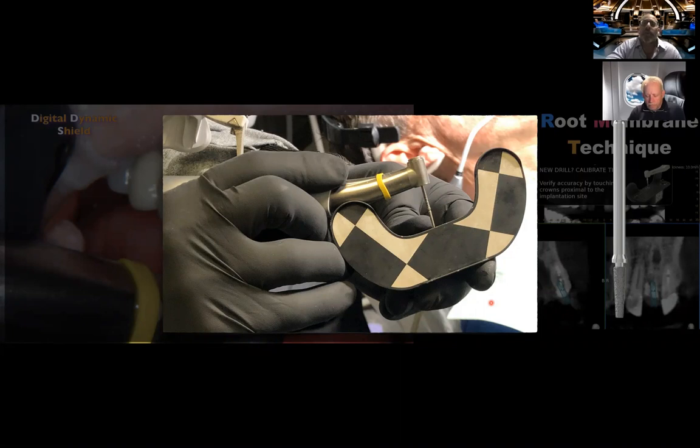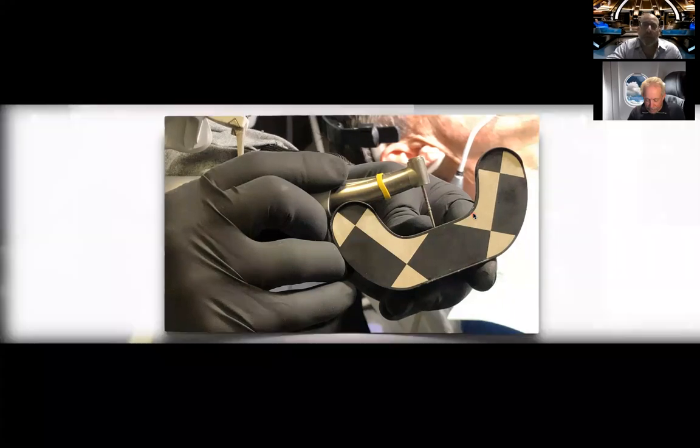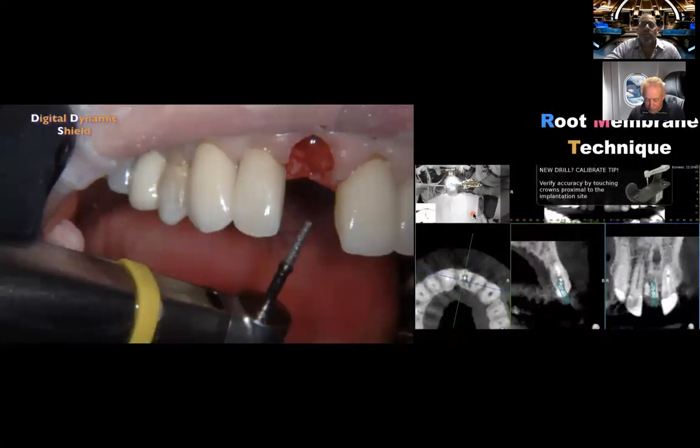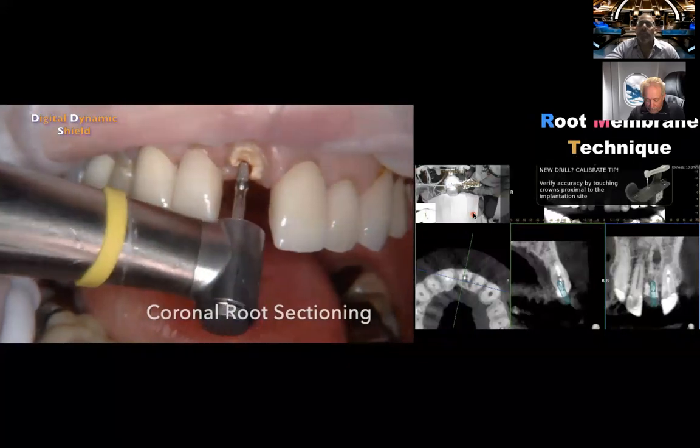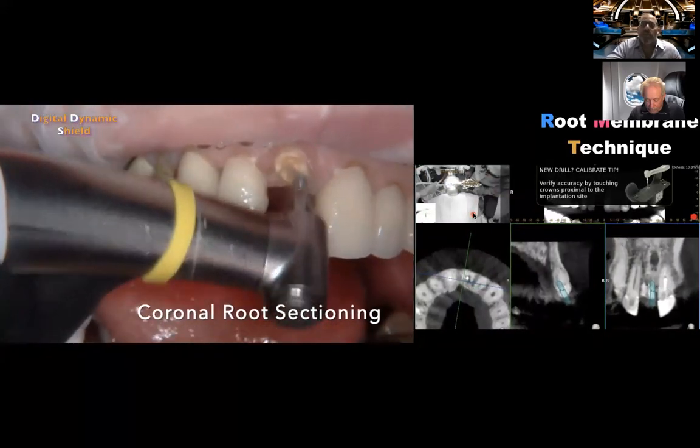So here we are holding up a calibrating tool with the drill, holding it steady, and this camera is sensing where we're at, and it's going to calibrate that measurement, so it's going to know where we are in real time. And you can see this burr right here has a little stopper on it, a 7 millimeter stopper. So we can use that to make our initial cutting. We're going to section this tooth in a mesial distal fashion. We're going to cut back.